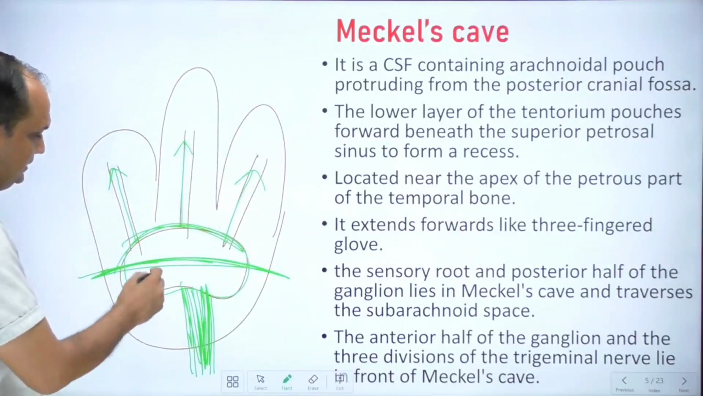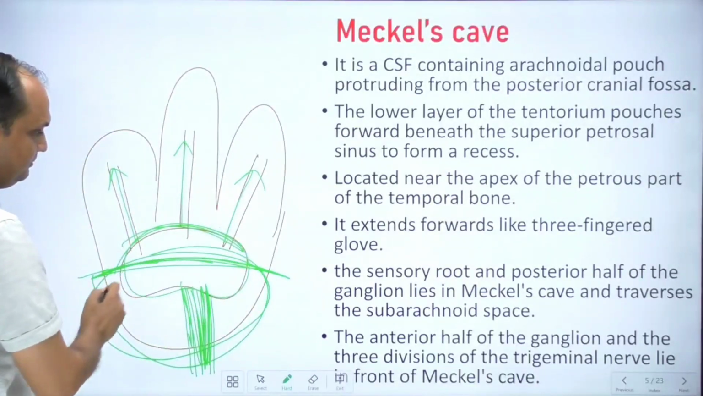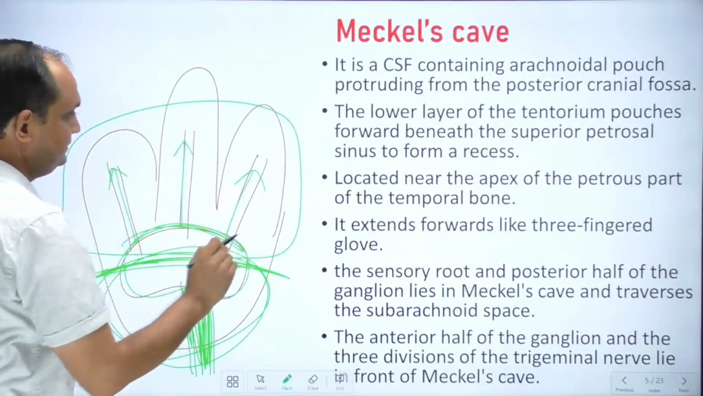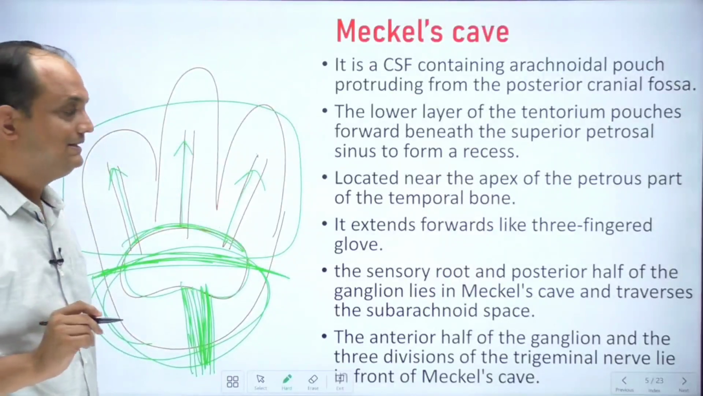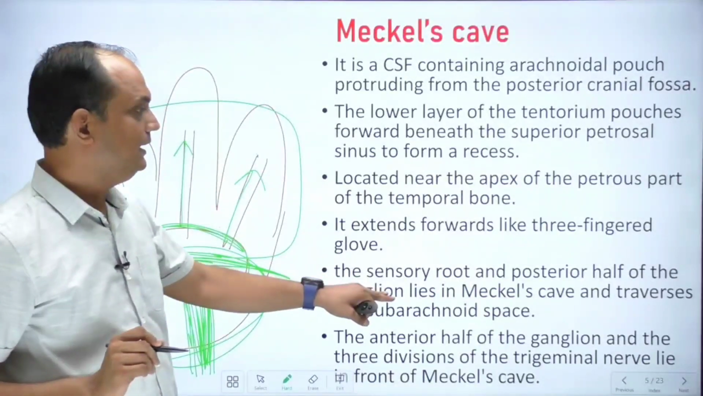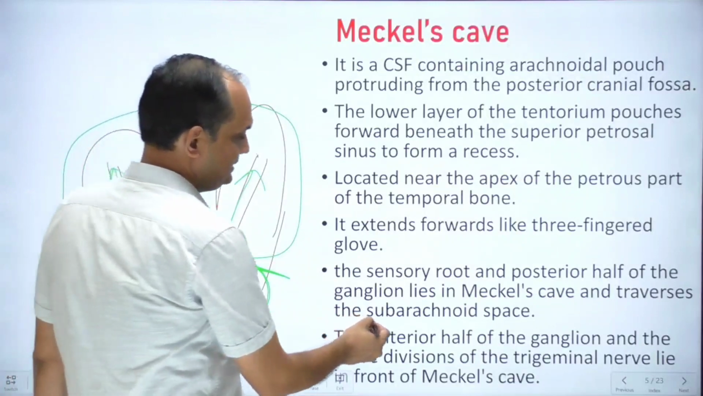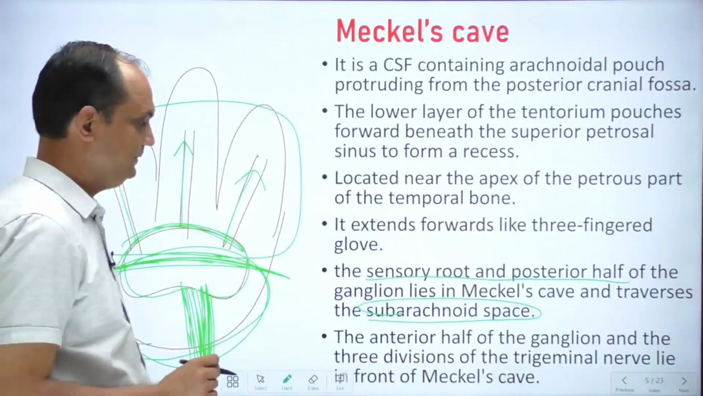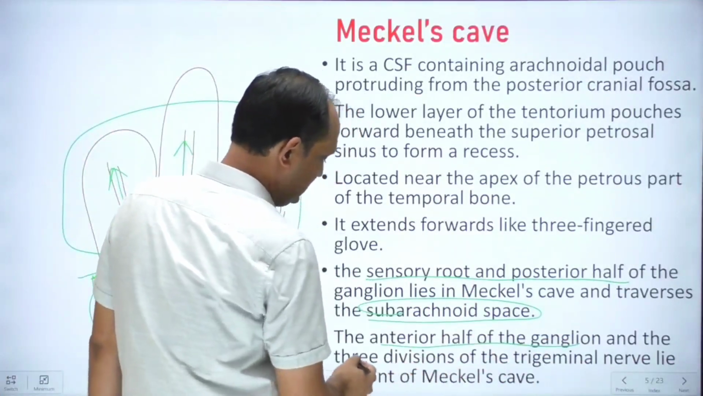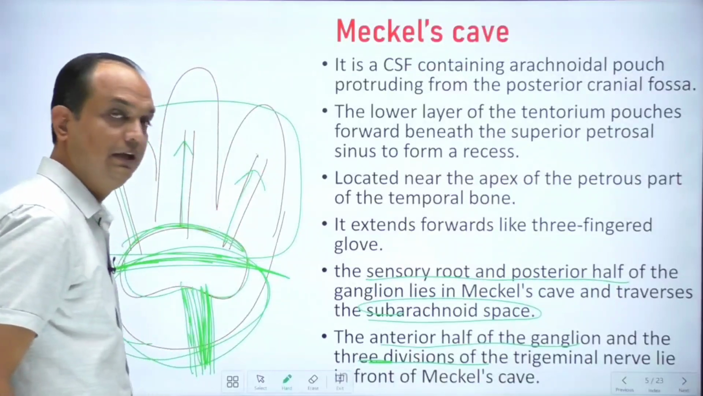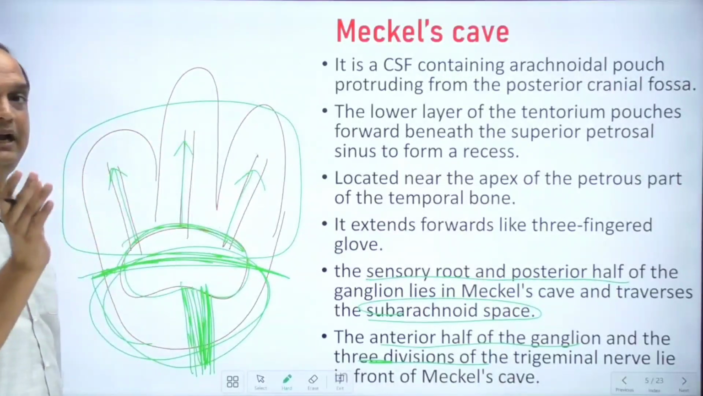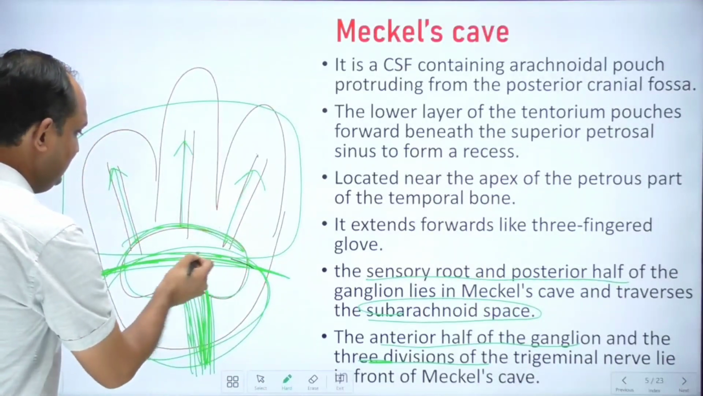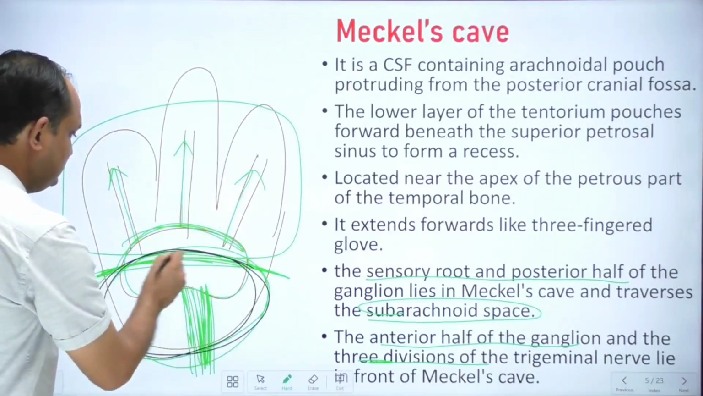But this ganglion is divided into two parts. This posterior part is bathed in the CSF. This part is not in the CSF. This is the important thing which you have to understand. The sensory root and the posterior part are present in the subarachnoid space, while the anterior half of the ganglion and the three divisions are present in front of Meckel's cave, and are not present in the subarachnoid space. So Meckel's cave is actually in this area.